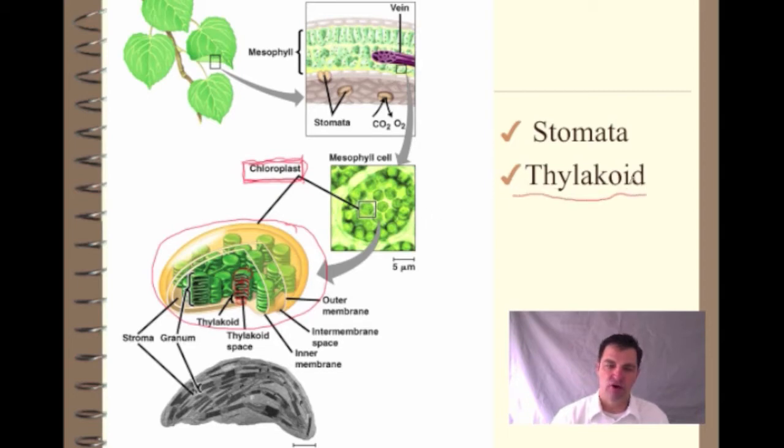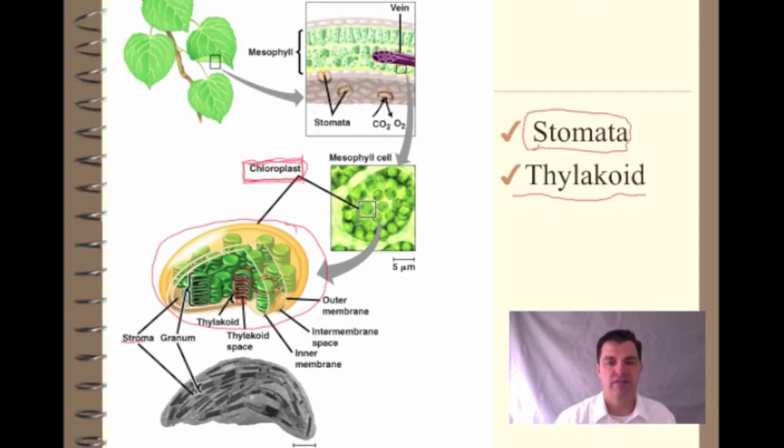A thylakoid is one of these, and I always think they look like little junior mints. If you stacked up a bunch of junior mints, each one would be a thylakoid, and together those stacks are called the stroma. You see another word here, stomata, that's also important.